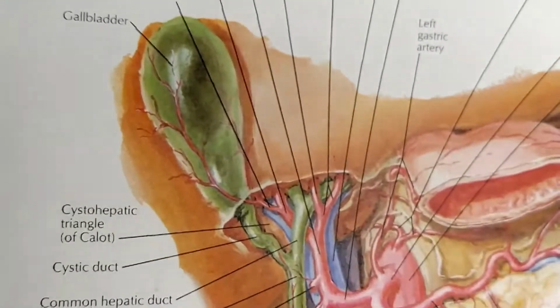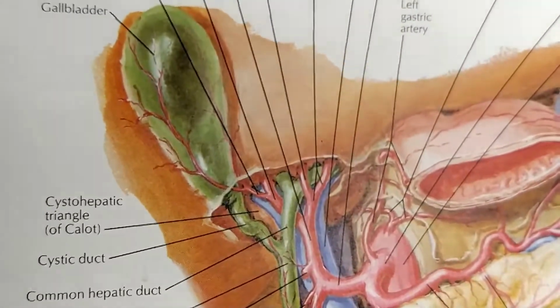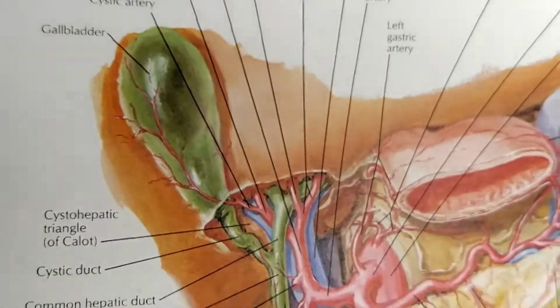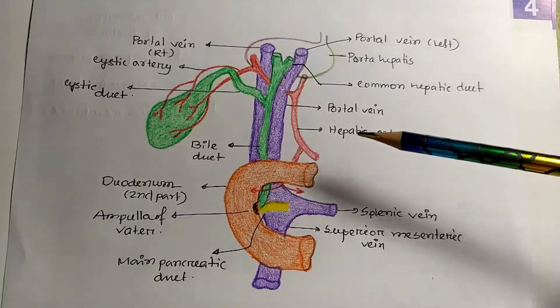Okay. Now the next part. Now the arterial supply of the gallbladder.